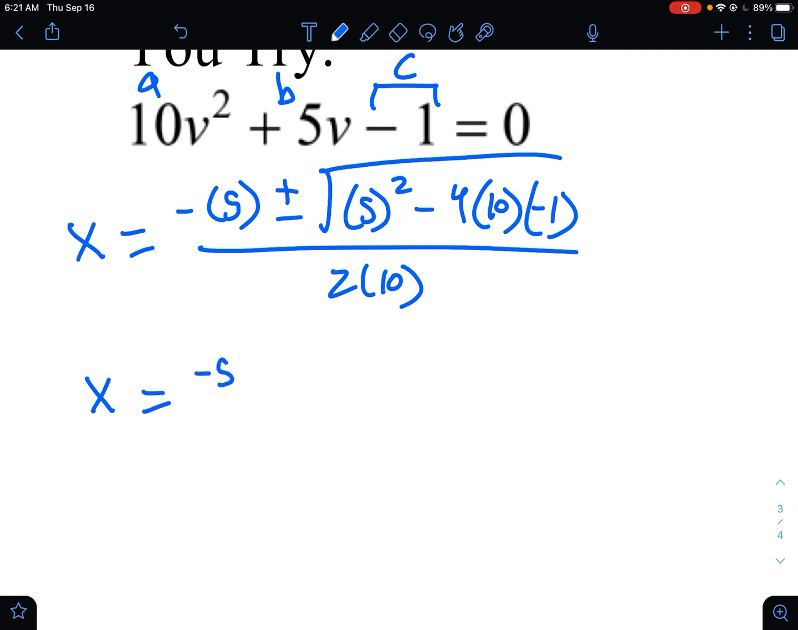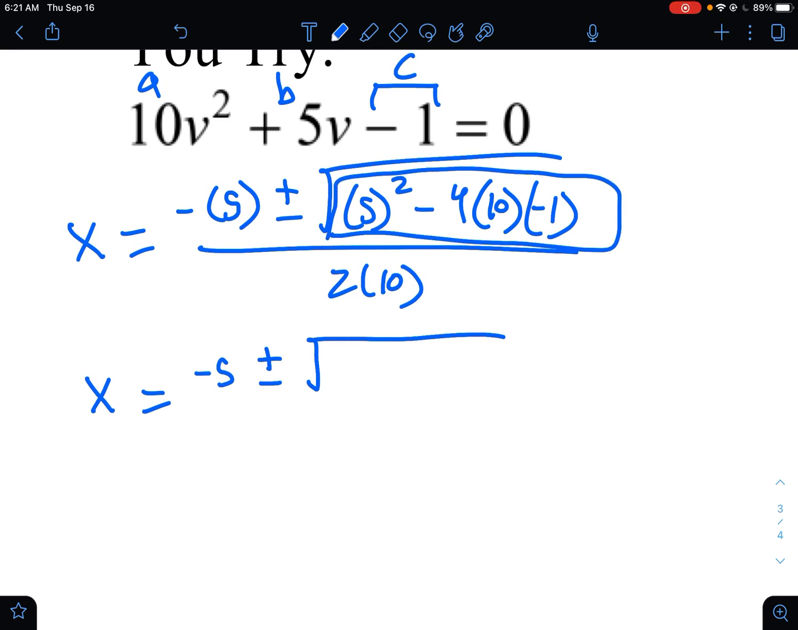So you got -5 plus or minus. And I tend to just put this entire chunk in the calculator all at once. And yes, you can use a calculator. It's great. You should do that. So I'm going to do 5 squared minus 4 times 10 times -1. Plug that in, and I get 65. And it's all over 20.